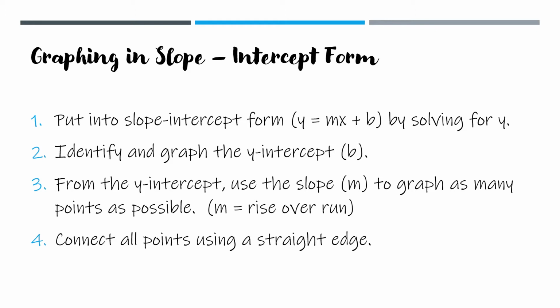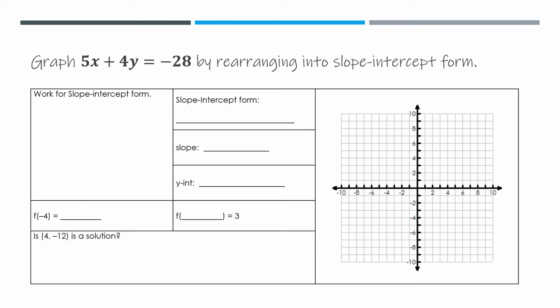Once we have those two things, you want to start with the y-intercept, so identify and graph that point, and then from that point, use the slope, which is rise over run, to graph as many points as possible. Once you have all those points, you can connect them using a straight edge. So first example, we're going to graph 5x plus 4y equals negative 28.